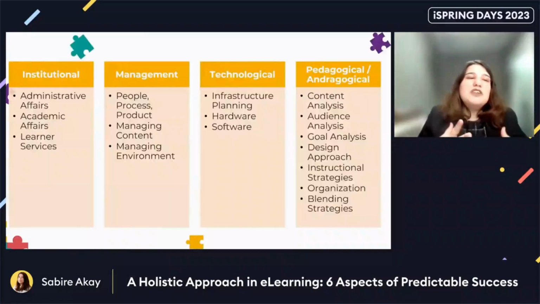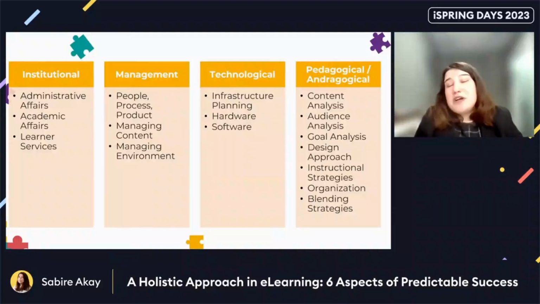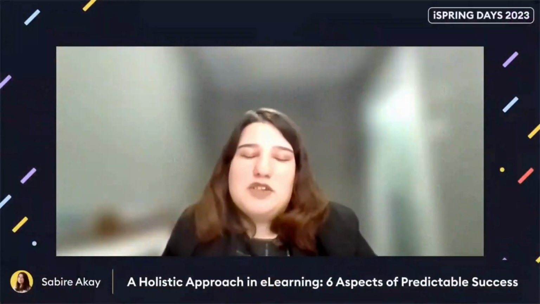So after mentioning these one by one, actually these eight dimensions don't just include their headings. They have all their own subheadings within them. For example, for the institutional part, we have three main parts called administrative affairs, academic affairs, and learner services. So mostly it's called student services, but since higher education and corporate training mostly prefer the term learner, I prefer saying learner services, covering all the learners actually.